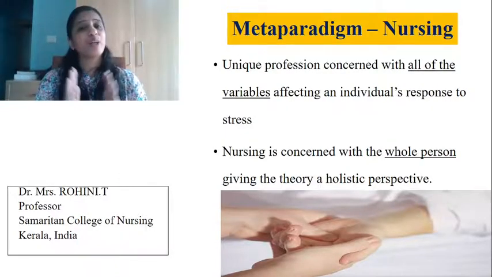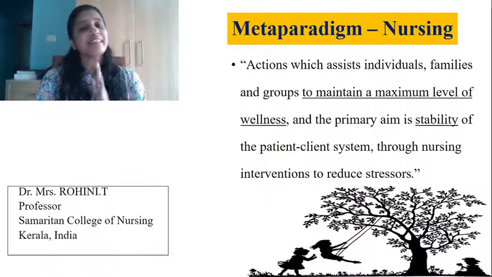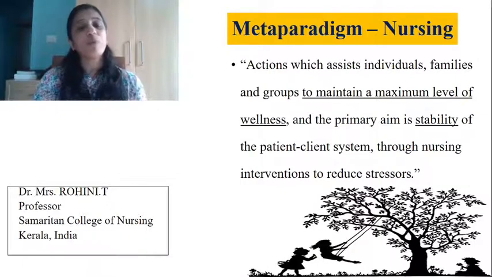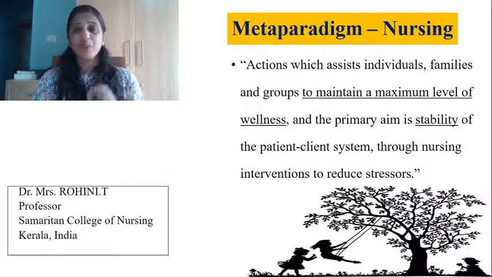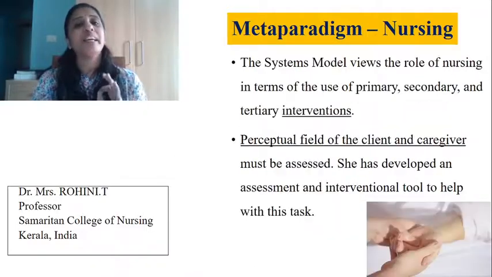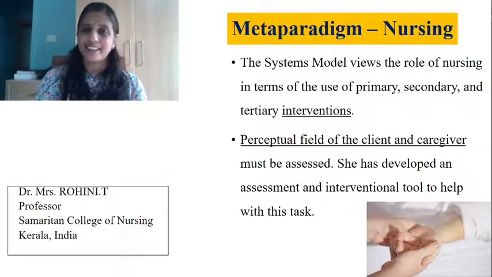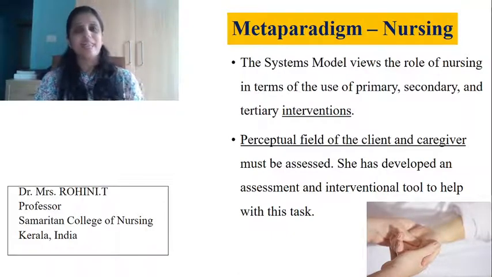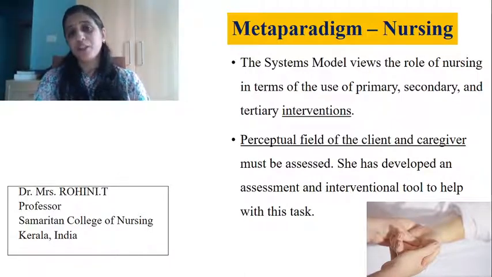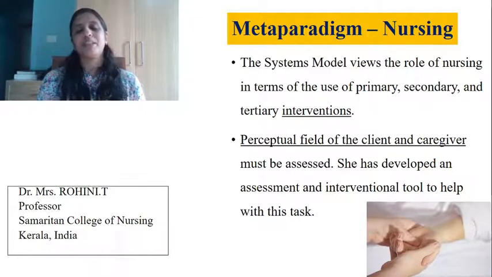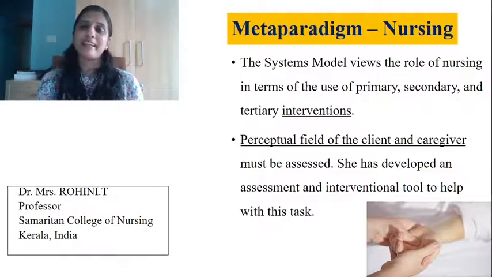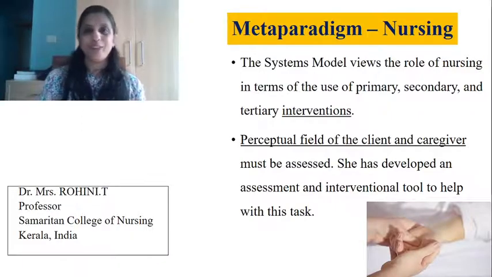So nursing has a holistic perspective. The goal of nursing is to help the person to have a maximum level of wellness and to promote stability. How do we do that? We do that by doing the 3 types of interventions: primary, secondary, and tertiary. Neuman has developed a format to assess the perception of the patient and the caregiver. So if I am really following theory-based care according to Betty Neuman, I will assess the perception of the patient as well as the caregiver using that standard format developed by Betty Neuman.